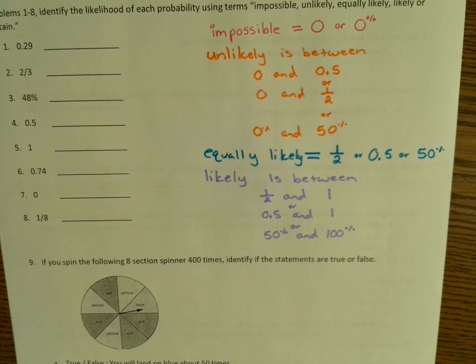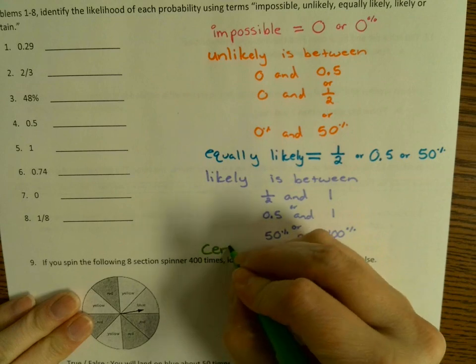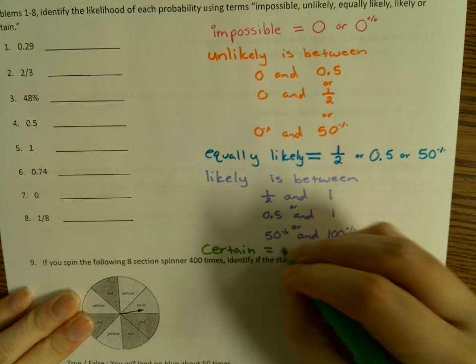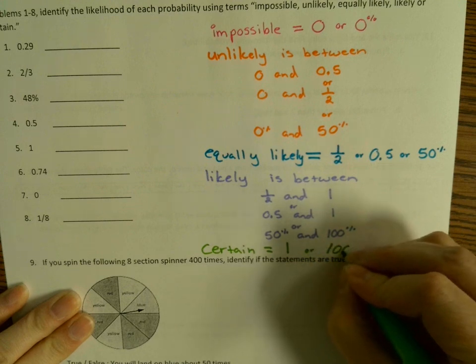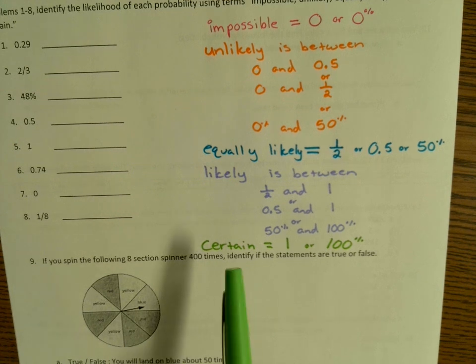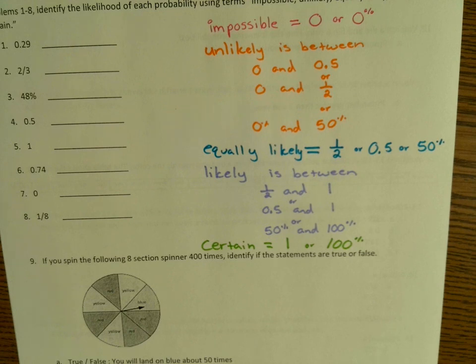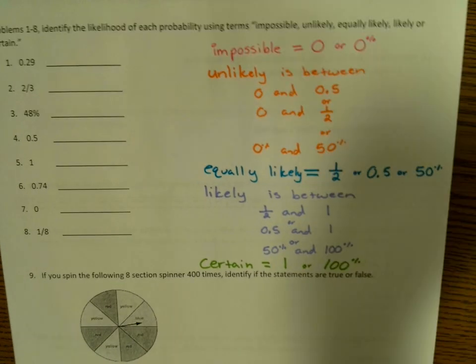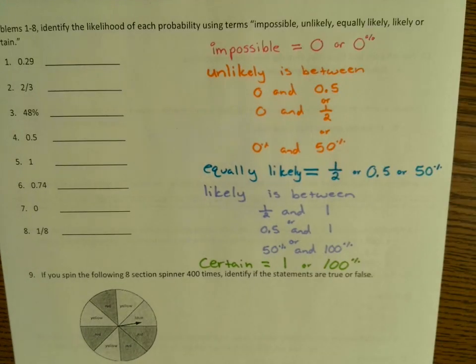Then you've got the last value, certain. Certain means it equals exactly 1 whole or 100%. When you get a probability that is exactly 1 or exactly 100%, that's a certain event. I am certain that tomorrow is Friday. It is impossible that tomorrow is Tuesday. Okay, these are things that I know are definite or not definite.